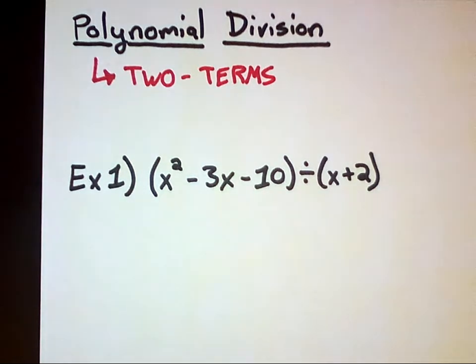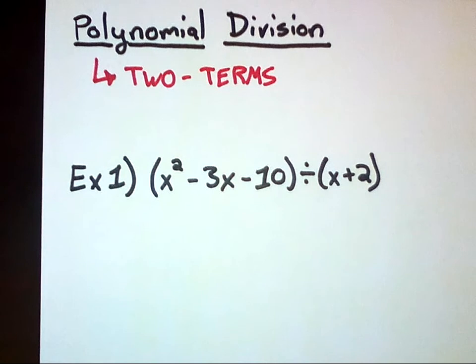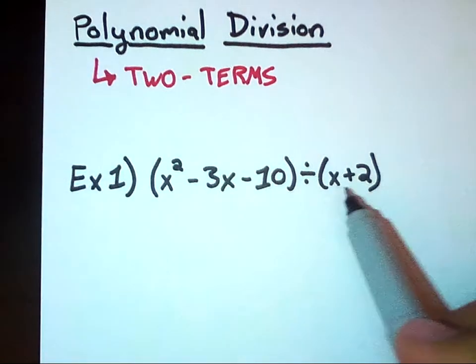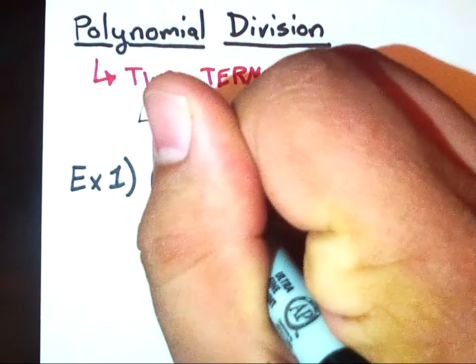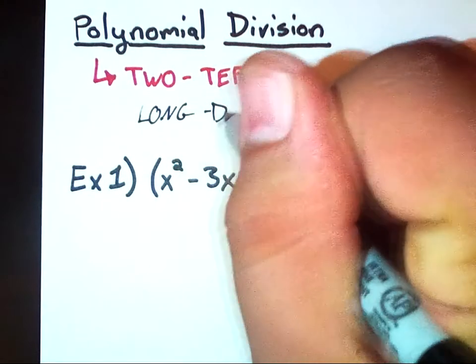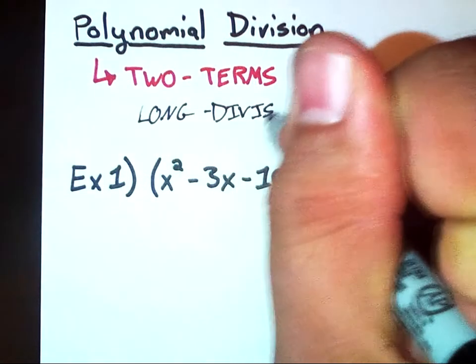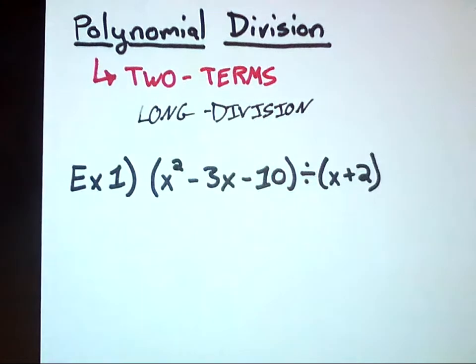So what we have here is x squared minus 3x minus 10 divided by x plus 2. Now, when we did one term, this was easy. We made everything a fraction. Doesn't work so well with two terms. So whenever you see more than two terms, you should instantly be thinking long division, which I know is just everyone's favorite style of math.